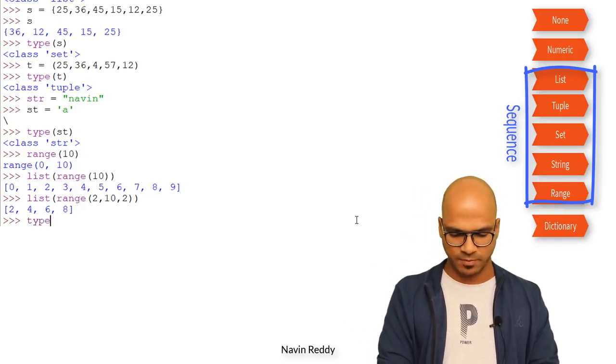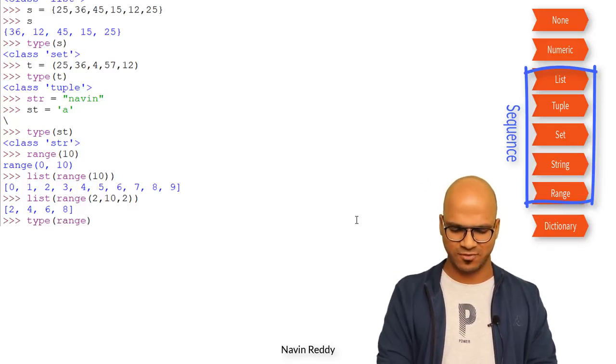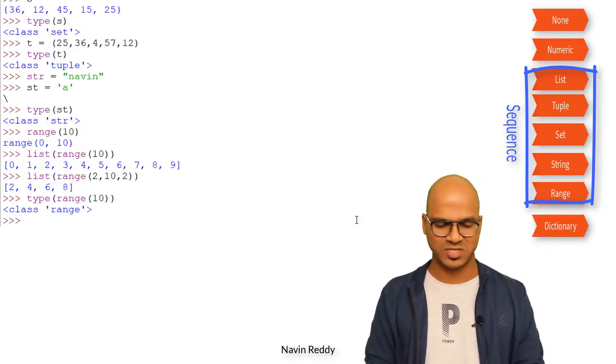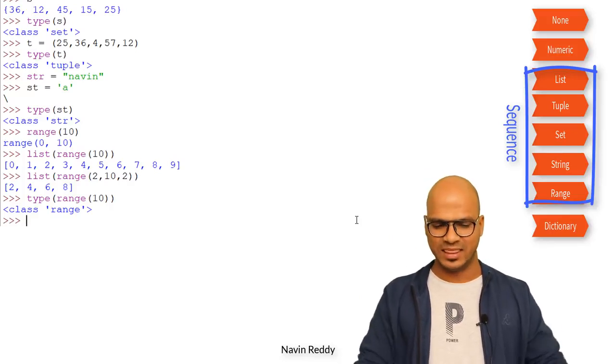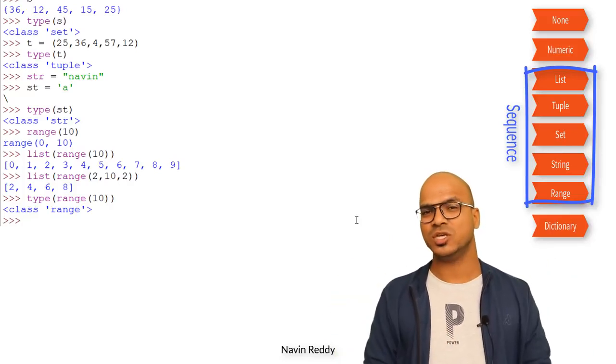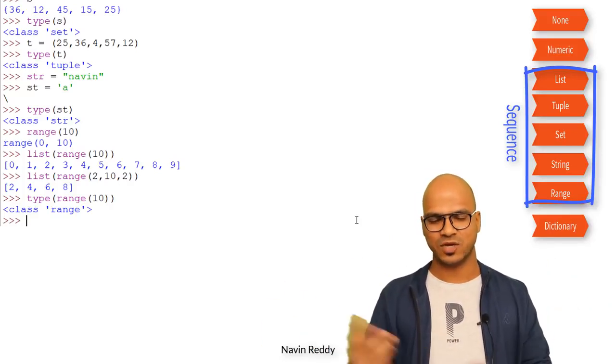In fact, you can just type here and say type of range. Of course, it will give you the range type. So that's one type you can use, and all these things come under sequence, right? Because we are getting a sequence of values.